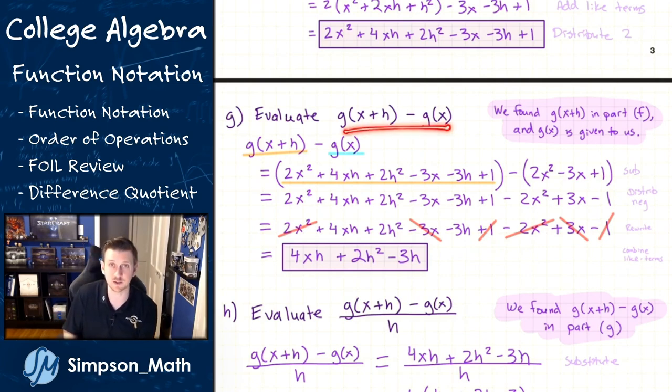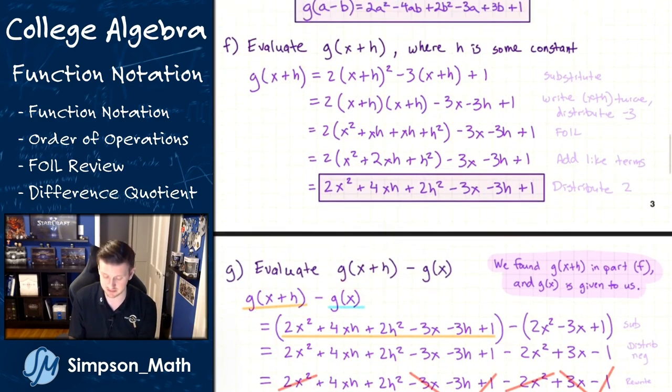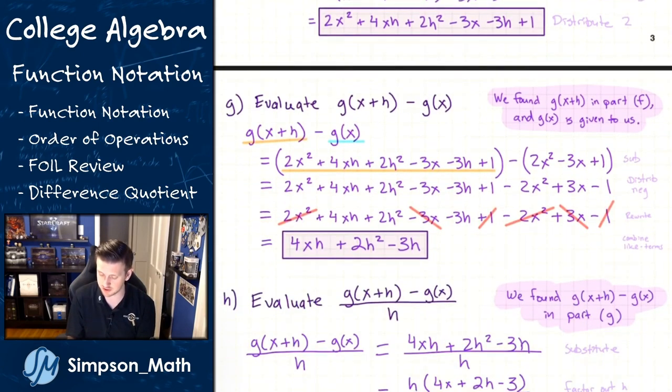So let's take a look at this one, g of x plus h minus g of x. So this minus g of x here, well, g of x is just g of x, right? And g of x plus h, that's just what we just found. So good news right here is that we know those two items. All this is saying is subtract them. So g of x plus h, that's this. I'm just going to copy it down. Oh, look, I did. And g of x, that's just 2x squared minus 3x plus 1.